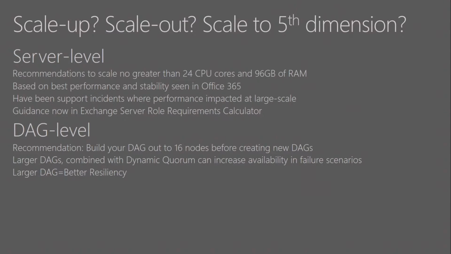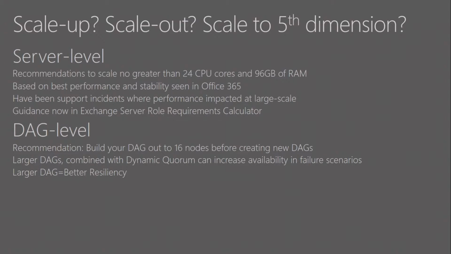Now at the DAG level, this is one of those interesting topics because I've heard a lot of arguments on either side about should I create a bunch of smaller DAGs or should I create one DAG, scale to 16 nodes, and then create a new DAG and scale to 16 nodes. Microsoft prefers the scale to 16 node approach, and I do too, just because there are some really good arguments in terms of it giving you better overall availability. From a quorum perspective, the cluster can stay up longer because it has more nodes, especially when you factor in dynamic quorum, which we're about to talk about.